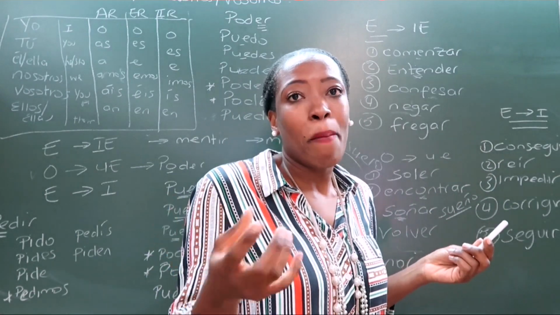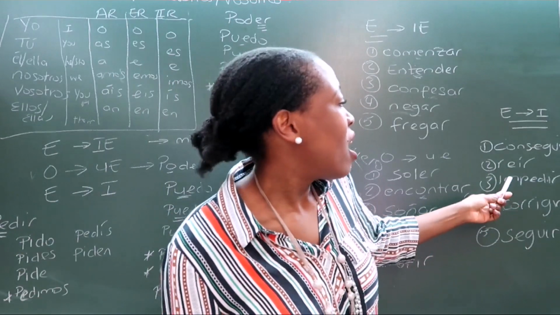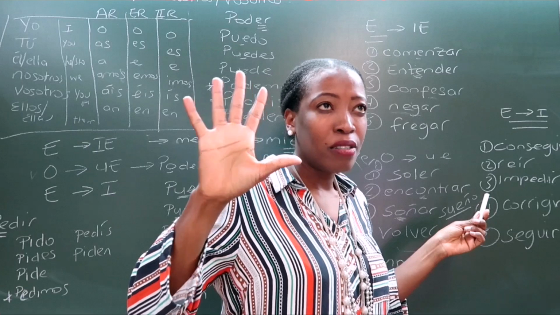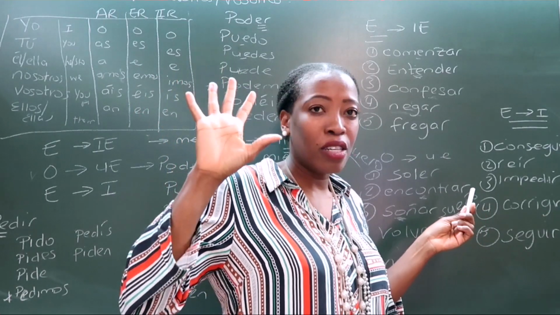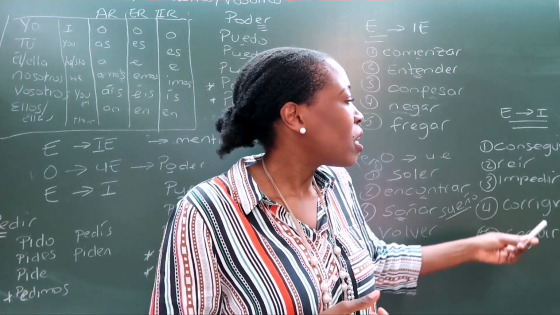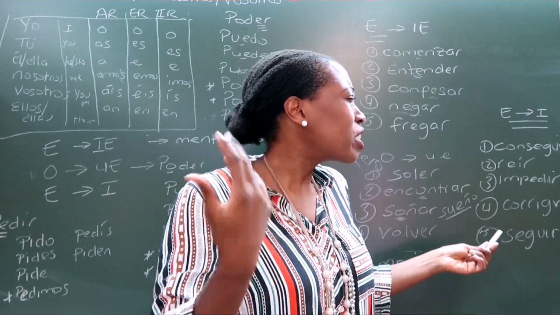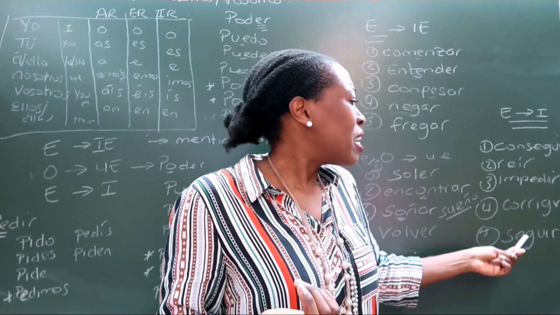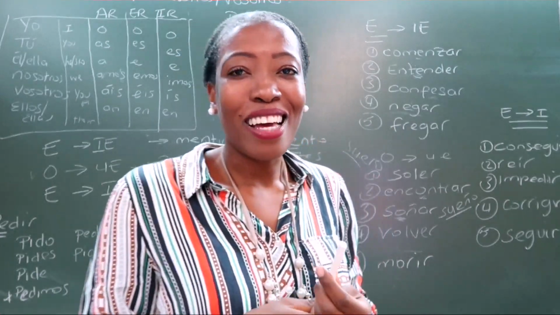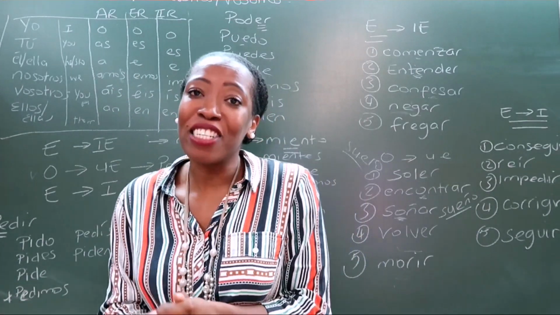Reír, to laugh. Me río en tu cara. I'm laughing in your face. Me río. Okay? Impedir, impido. To stop something, to impede something, to avoid something happening. Impedir. Corregir is to correct. Corrijo. Okay, and say here, sigo. Okay, sigo, to follow. Yes, so that is it for your lesson on stem changing verbs.